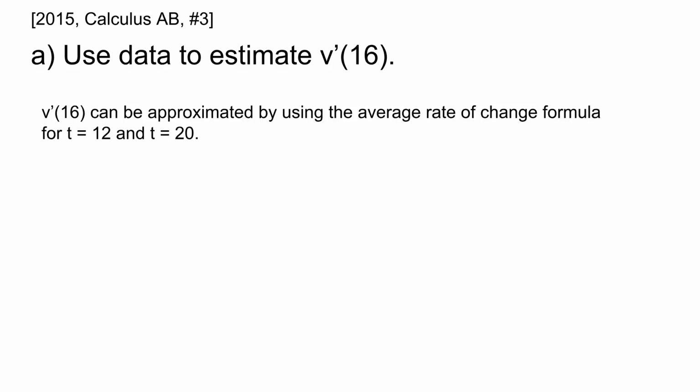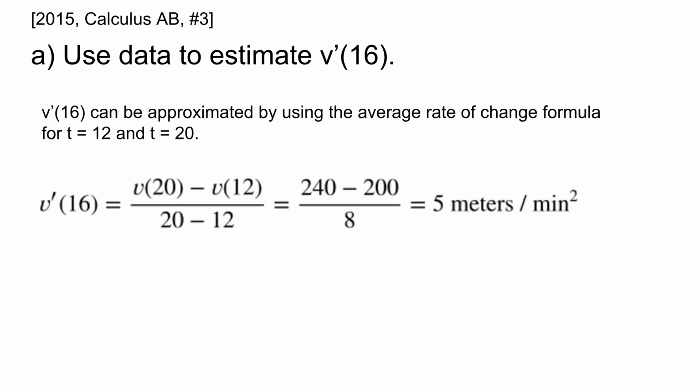In part A of this question, we are asked to use the data in the table to estimate v prime of 16. V prime of 16 can be approximated by using the formula for the average rate of change. And based on the information in the table, it's probably best to use t equals 12 and t equals 20. So v prime of 16 would be v of 20 minus v of 12, all over 20 minus 12, which is 240 minus 200, all over 8, which is going to be 5 meters per minute per minute.